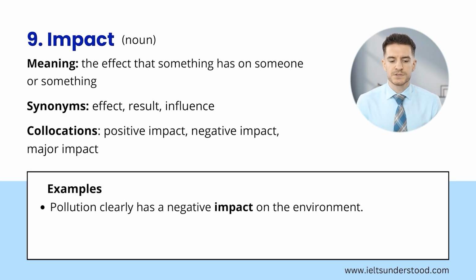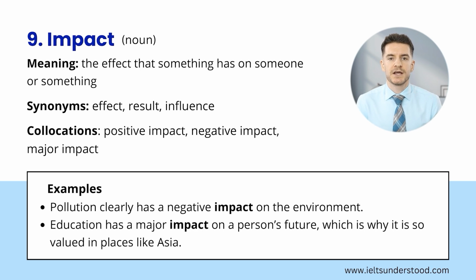So here are some examples. Pollution clearly has a negative impact on the environment. So we're simply saying that pollution has a negative effect, a bad effect on the environment. Education has a major impact on a person's future, which is why it is so valued in places like Asia. So this means education has a very big effect on a person's future. So impact is a great word to use to describe how one thing affects another, and it sounds more professional than just using the word affect.